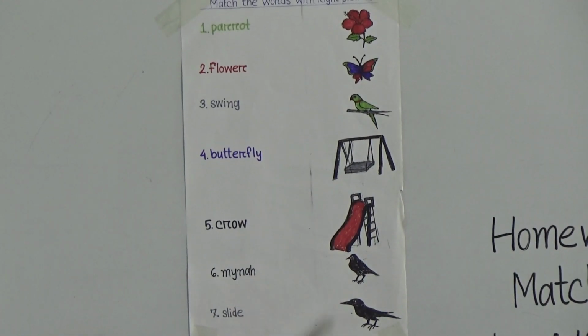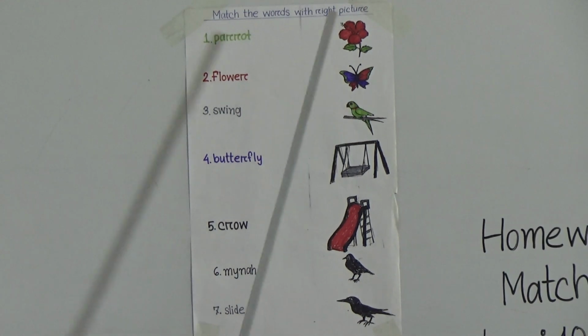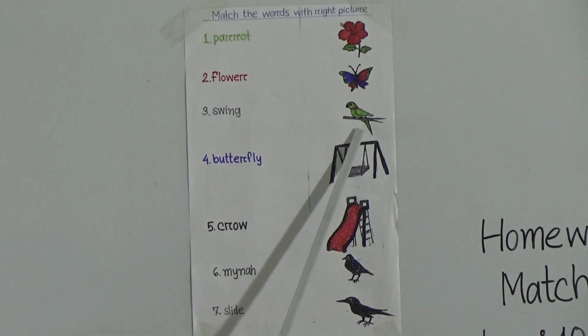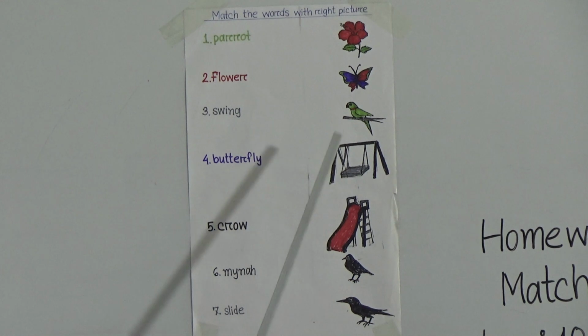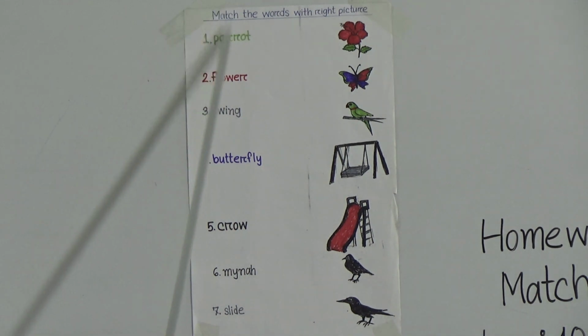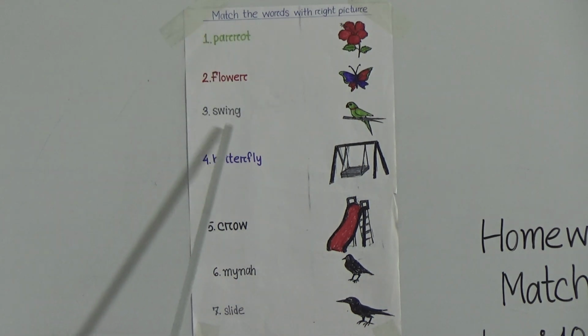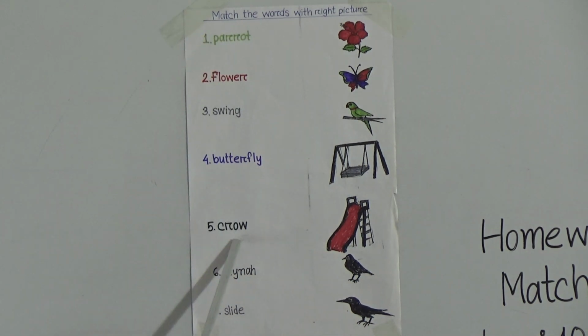Look, in this picture, this is a flower, this is butterfly, this is a bird named parrot, this is swing, this is called slide, and this is a bird named moina, and this is also a bird named crow. And this side I have written the names parrot, flower, swing, butterfly, crow, moina, and slide. Students, you have to match them all.